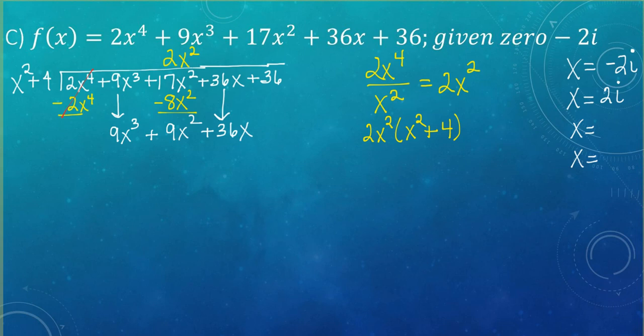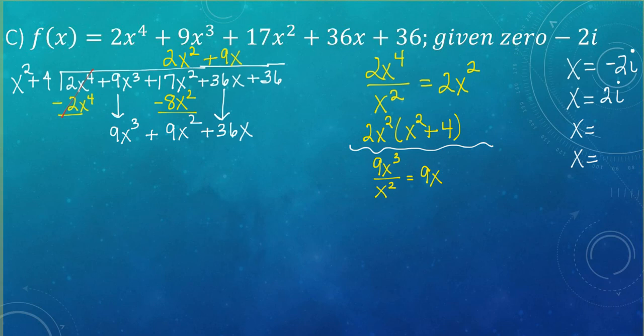Okay, so now we're ready to repeat that process. This is our quadratic term, so now we need to find our linear term. To find our linear term, we're going to divide 9x cubed by x squared. And that is going to give us 9x. I'm going to put that 9x here at the top.